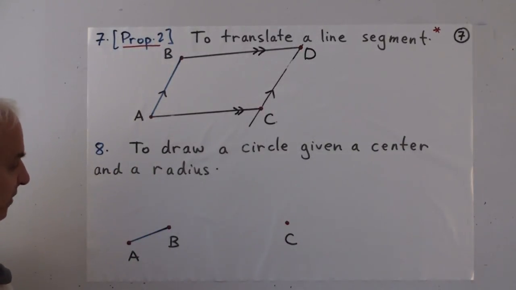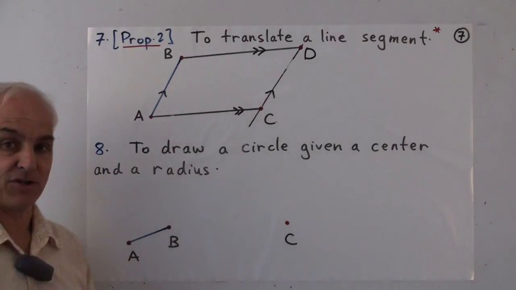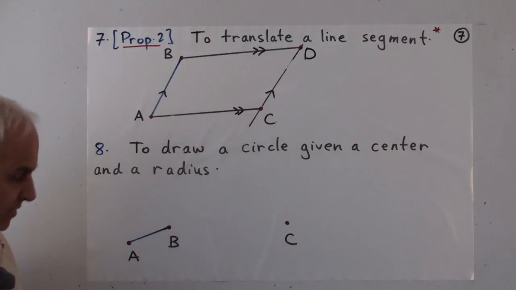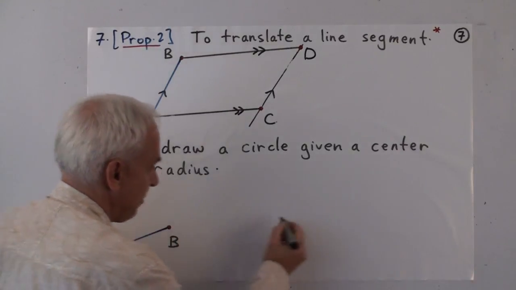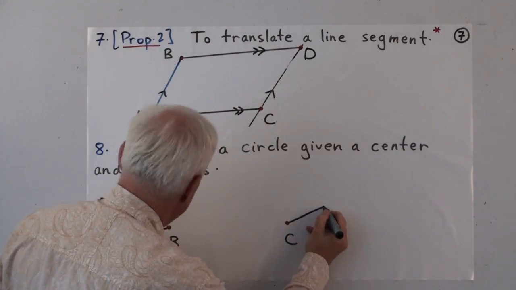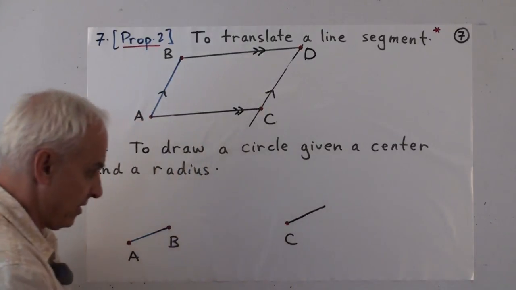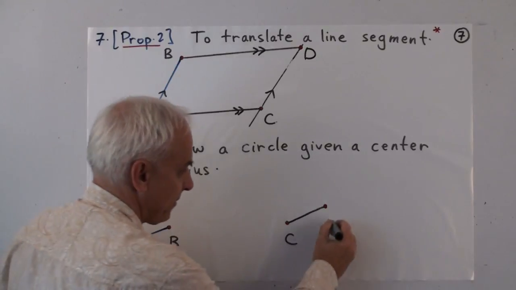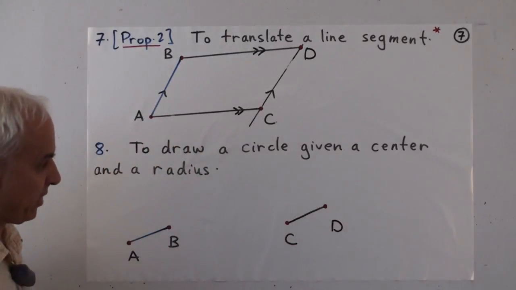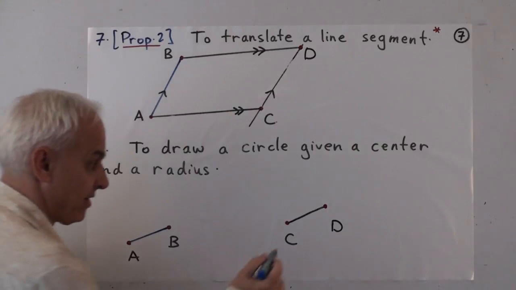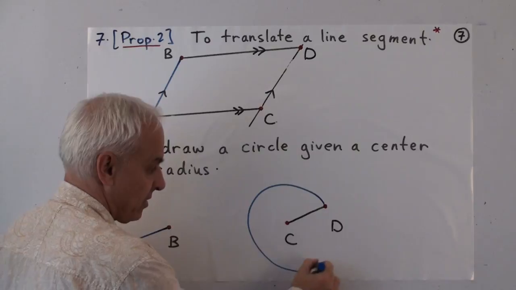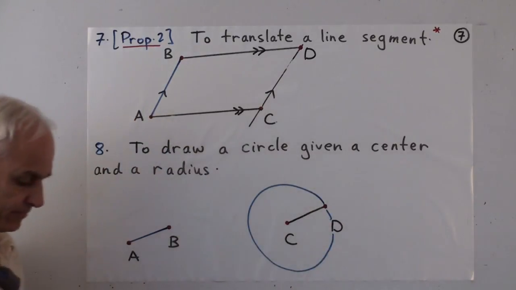All right, but we can solve this problem easily enough because of the previous construction. We know how to translate AB to C. So suppose we do that. There's AB, and suppose we translate that using what we just did, say to get this segment CD, and then we can just use this point and this center. That is a legitimate construction. We can create the circle.